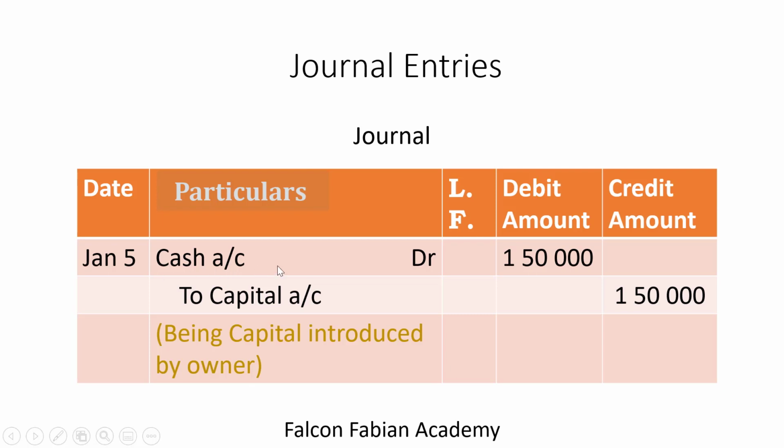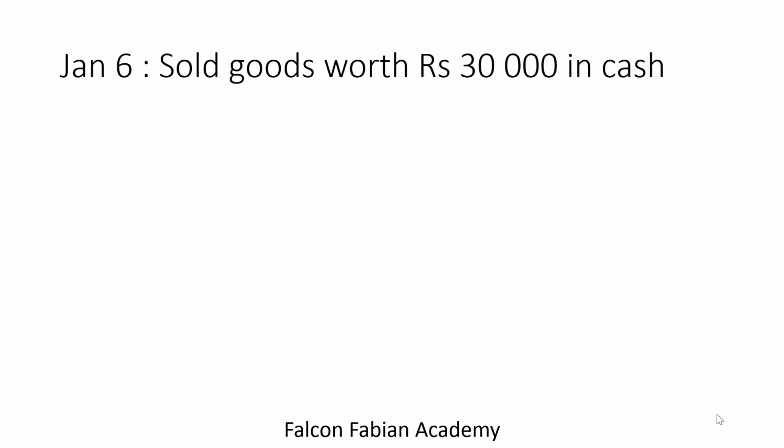So cash account debit, in the debit column 1,50,000, then leave some space to capital account, and in the credit column 1,50,000, and the narrative is being capital introduced by the owner. Now let's record the next entry. So the entry is on January 6th, sold goods worth rupees 30,000 in cash.